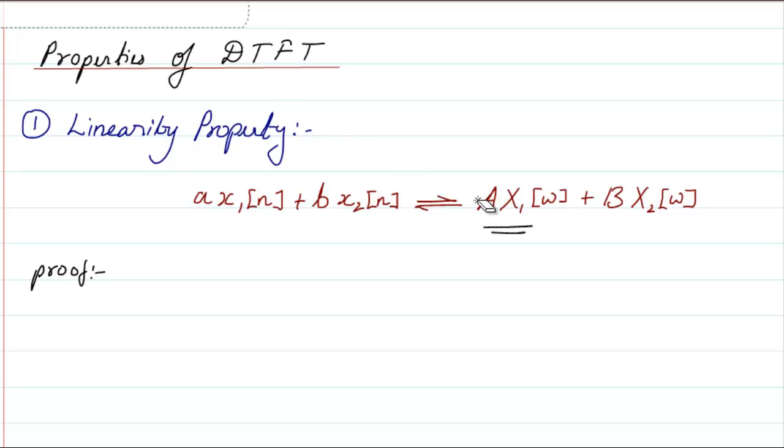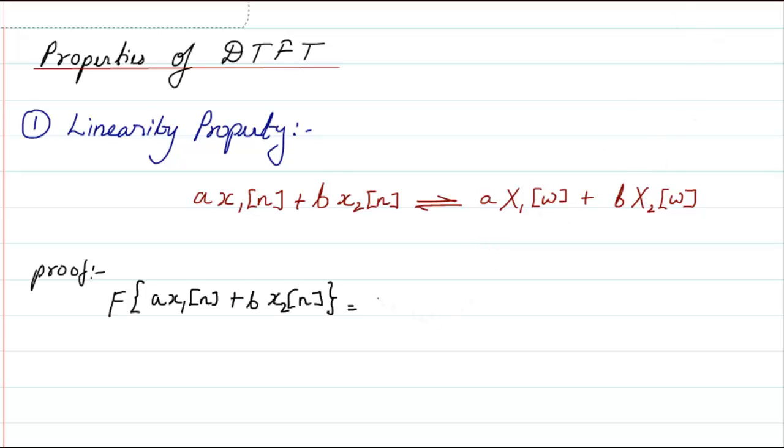I should not have written capital A here. It should be written small a itself because that is the number that is here. So small a multiplied with X1 of omega and small b multiplied with X2 of omega. This is what the Fourier transform will be. Okay, so let us prove this.